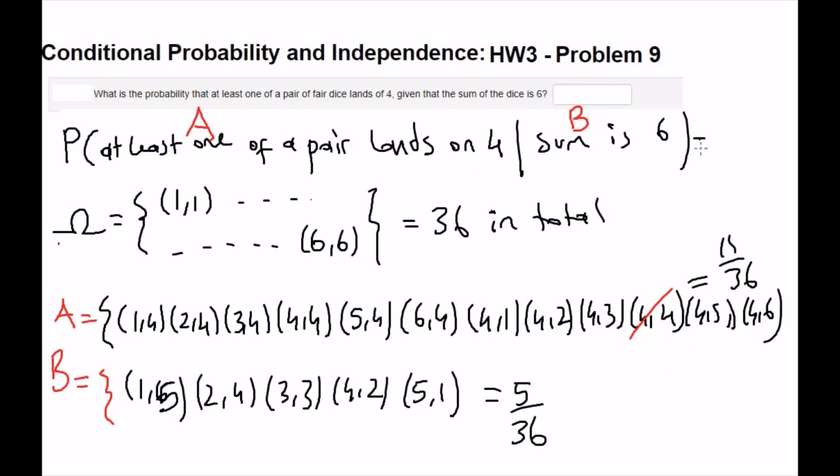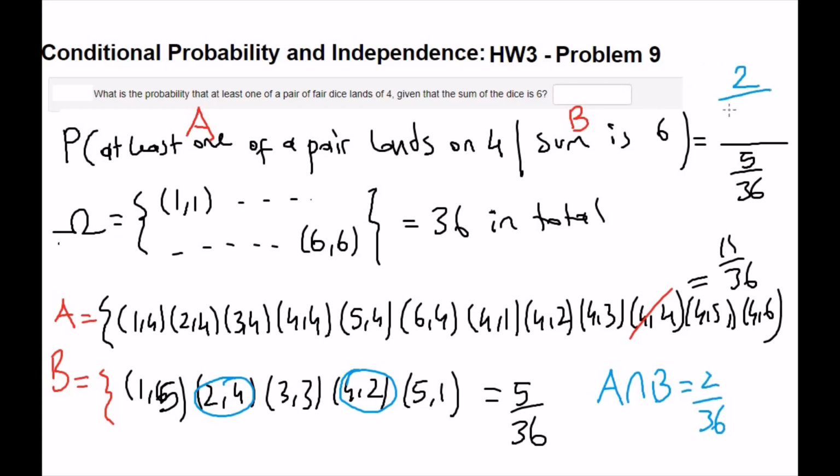Now let's go to the definition of conditional probability. Their intersection over the probability of the given condition. The probability of the given condition is 5 out of 36. Their intersection is whatever is common here. So it's at least one of them will be 4, and their sum will be 6. So we have only 2 out of 36 options. So 2 divided by 36 over 5 divided by 36 is the answer, which is 2/5. 2/5 is the answer.